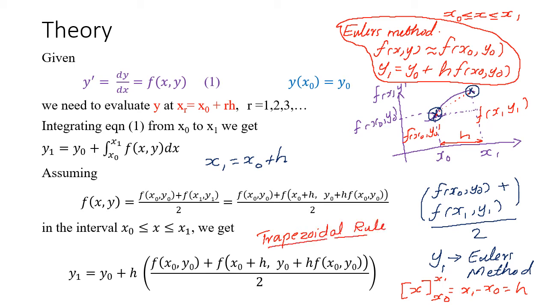Okay, this is an alternate way of explaining the assumption. You can either call it trapezoidal, evaluating this integral using the trapezoidal rule, and then you will get this equation. Or you can consider that you are approximating this function by the average value of the function at the boundaries. So that's it.